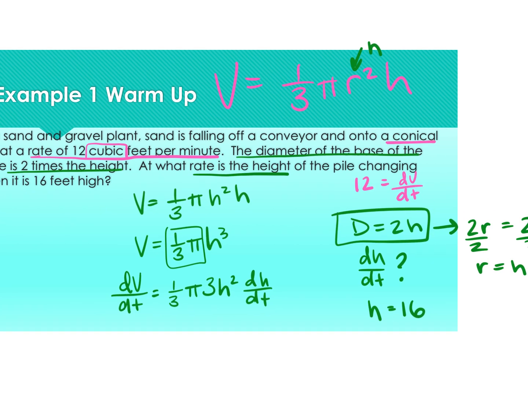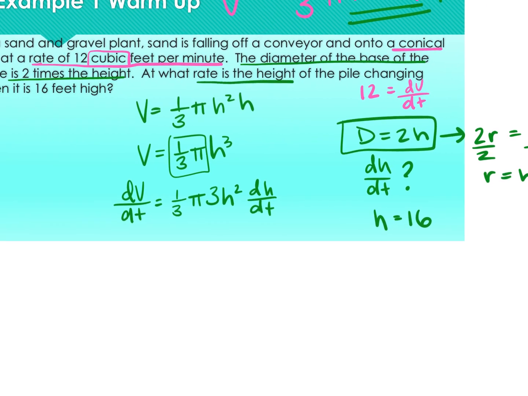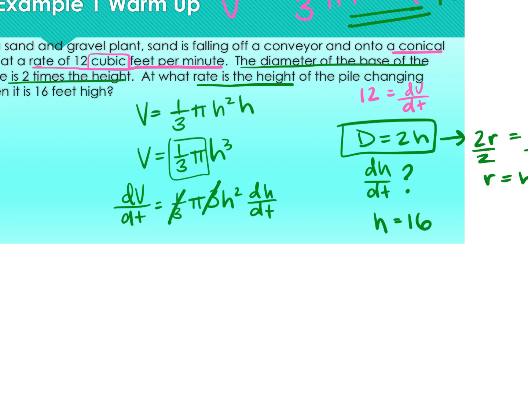If we knew what dr over dt was and we took the derivative of the whole thing, the r squared times the h, we'd have to do the product rule. But since 1/3 pi is a constant, we can just push it out front. So 1/3 times 3 will cancel. So dV over dt is pi h squared dh over dt.